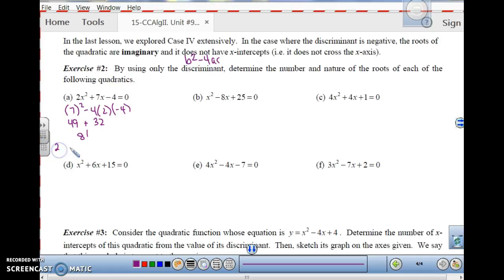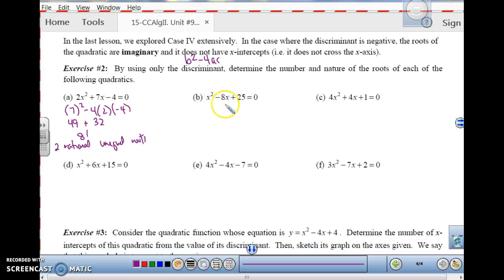You're going to have two rational, unequal roots. So that means you're going to have two unequal rational roots. Because this is a perfect square under the discriminant, that would come out to be 9, and then when you use the quadratic formula, you get two rational roots.